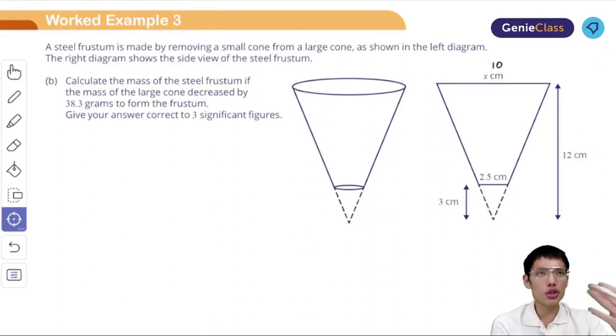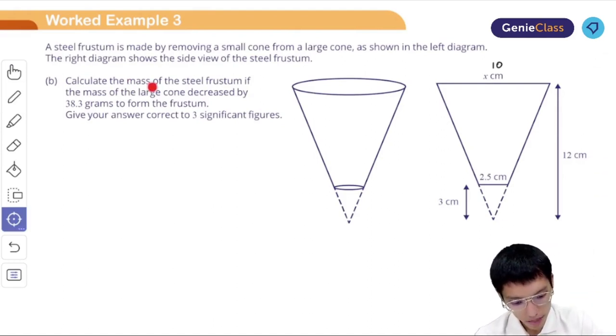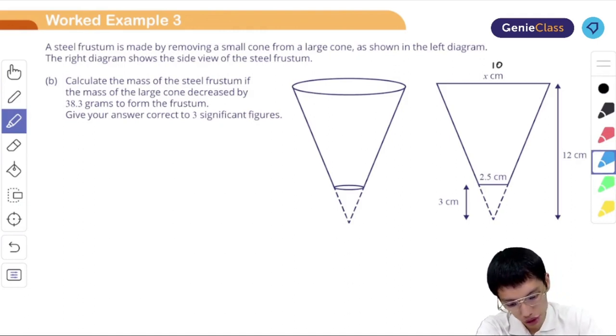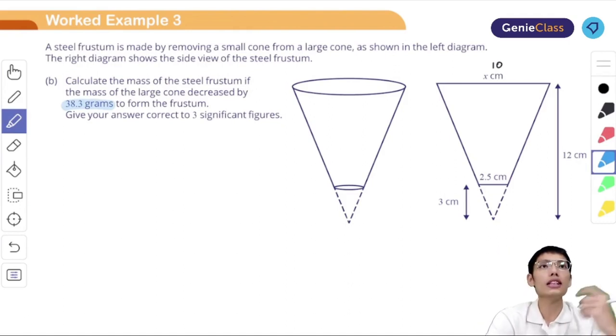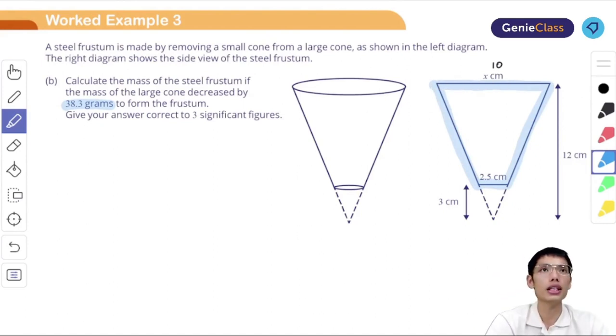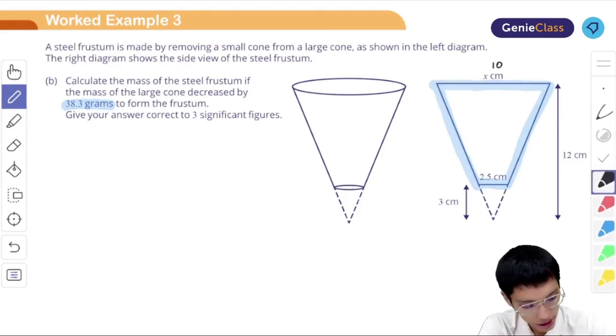Next part, it's not so straightforward, but take a look at this. Calculate the mass of this steel frustum if the mass of the large cone decreases by 38.3 gram. Okay, so what's the question asking for? They're asking for the mass of this, but take note over here, the mass of the large cone decreased by 38.3 gram.